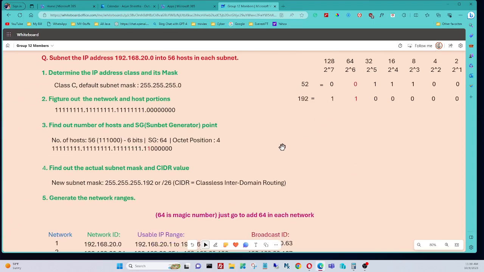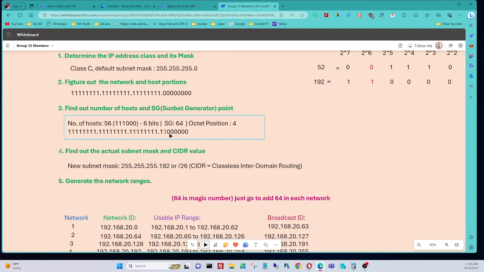That's why we get this 64 here. Just for the symbol, we are using like 7 bits here, but we need 6 bits, but what we actually need is 64 for the 7-bit, right? So find out the actual subnet mask and CIDR value.